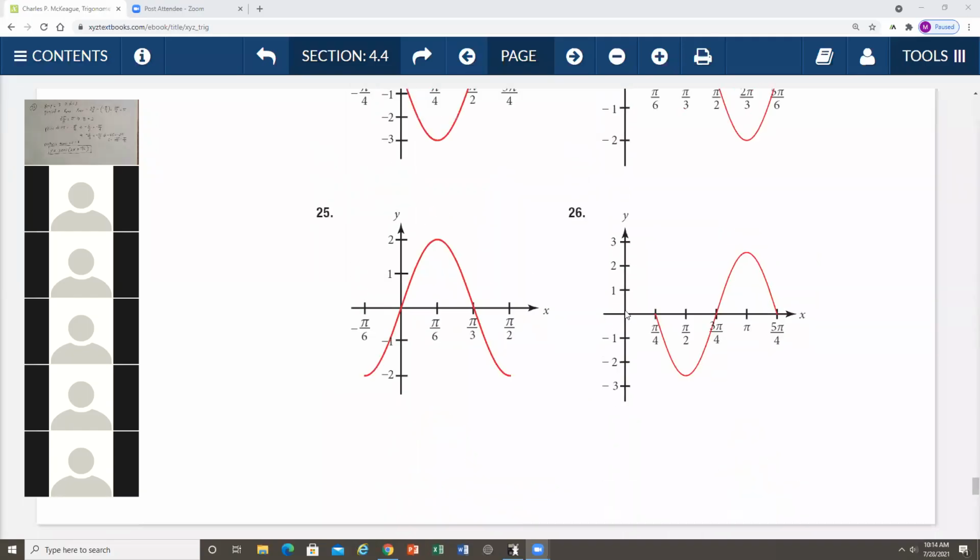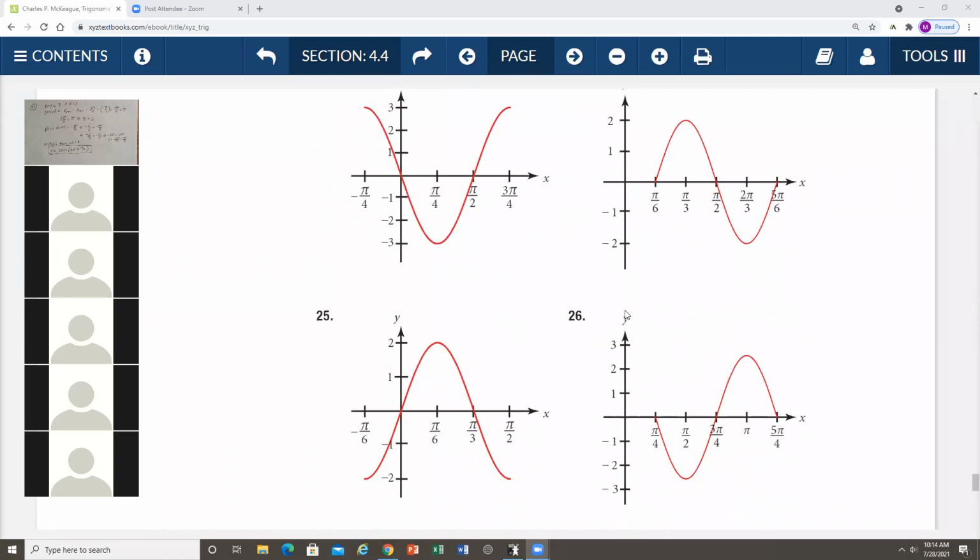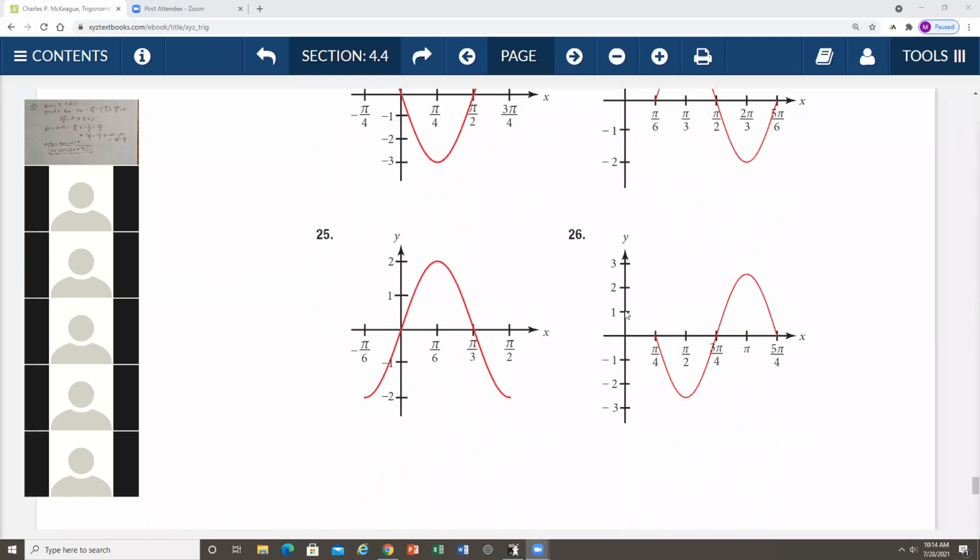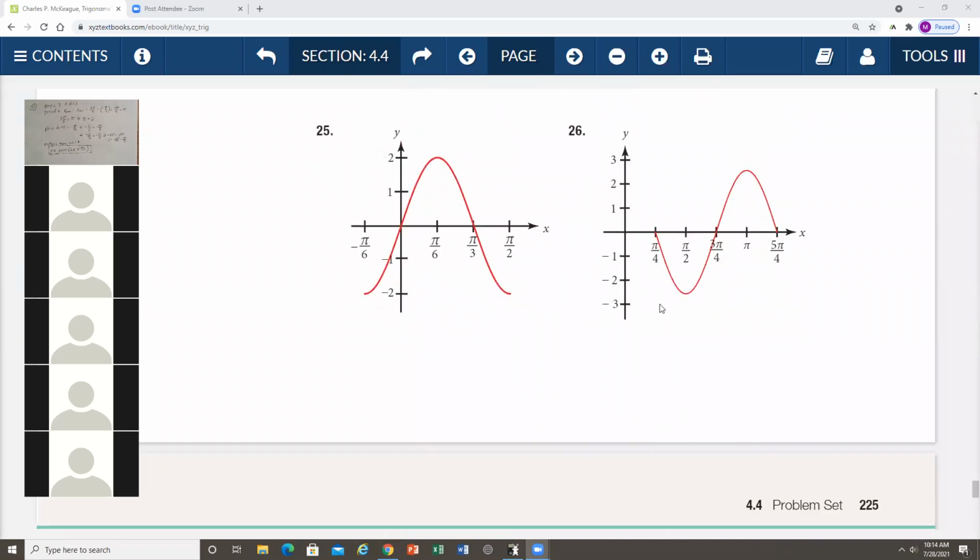I have one problem for you to do for classwork. One problem for you to do, Liz Owen. Let's see if you can do number 26. So problem 26, we will do this one for classwork. I want you to write the equation of this trigonometric function's graph, number 26. That'll be classwork for July 28th.